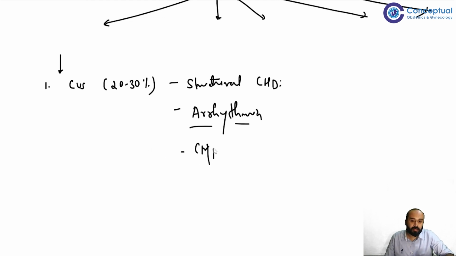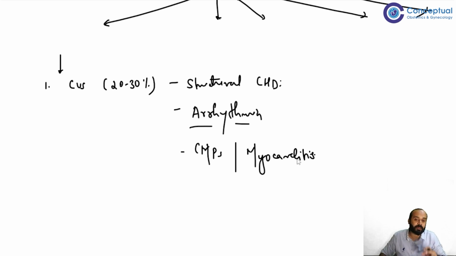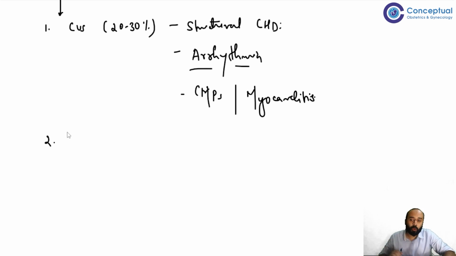Next, I have cardiomyopathies. In cardiomyopathies, I am also going to include myocarditis, viral myocarditis that you will see because of Parvovirus B19 as well. So it can be because of some cardiomyopathy that the fetus has, most common being hypertrophic cardiomyopathy, and also myocarditis. The next common cause is going to be chromosomal abnormality.